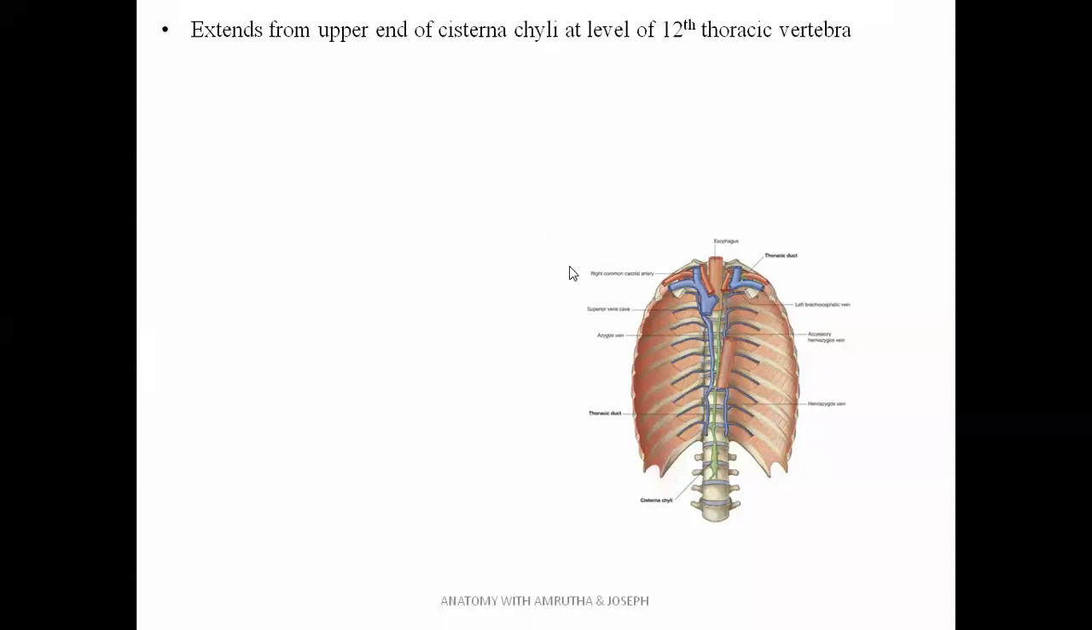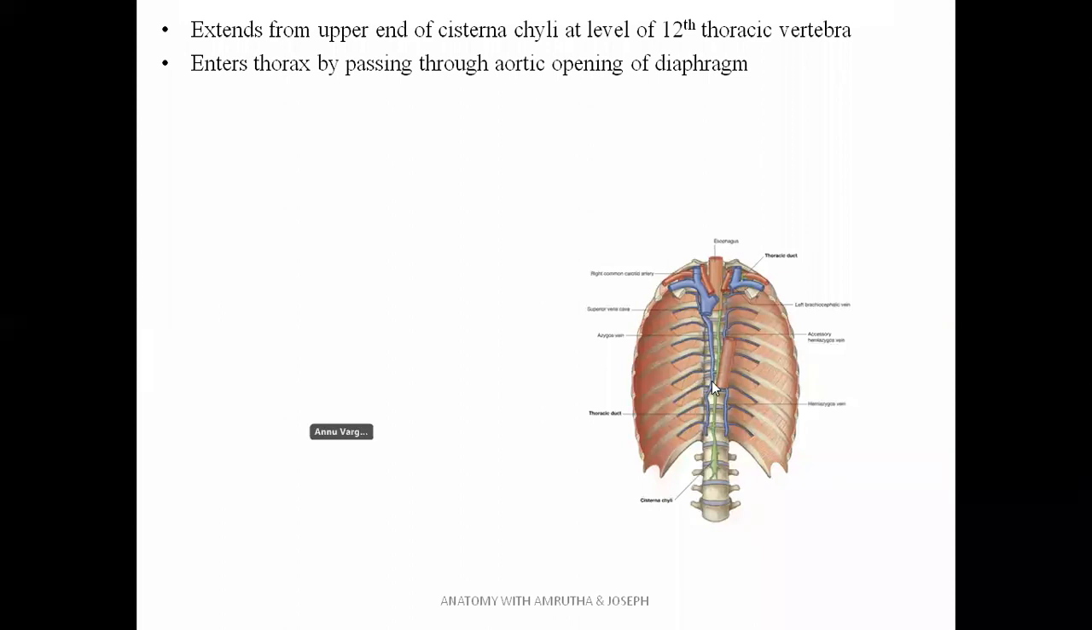It extends from the upper end of the cisterna chyli at the level of the 12th thoracic vertebra. This is the beginning point of the thoracic duct. It enters the thorax by passing through the aortic opening of the diaphragm. I said already that the diaphragm is pierced by an opening called the aortic opening, through which the aorta descends. That's the same opening in which the thoracic duct is also seen.